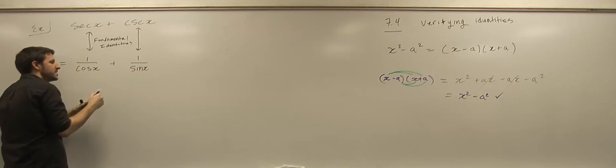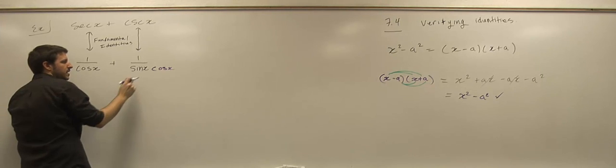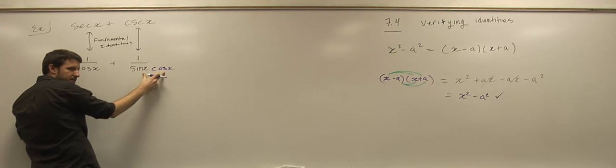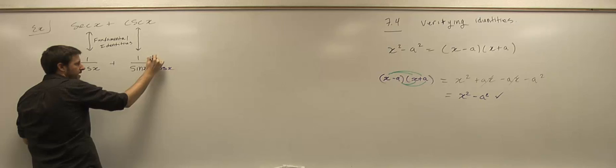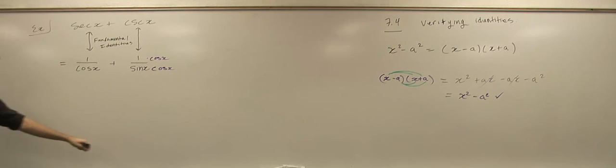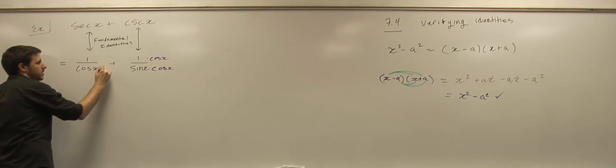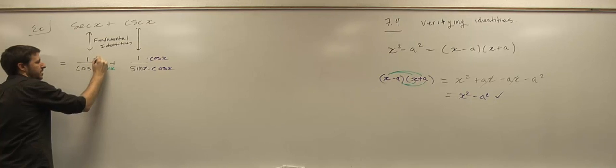So if you want to add these, you're going to have to multiply a cos x on this side. But you can't just multiply cos x on the bottom. So you have to multiply it on the top as well. Then on the cos x, you're going to have to multiply a sine x on top and bottom.